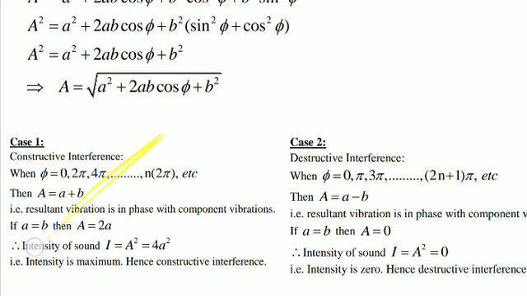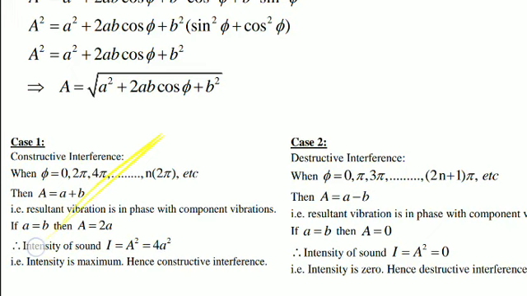Now you can think of when phi is equal to twice pi, then also capital A will be equal to a plus b. Phi is equal to 4 pi, then also capital A will be equal to a plus b. So if phi is equal to n into twice pi, where n is equal to 0, 1, 2, 3, 4, etc., n being an integer, then capital A will always be equal to a plus b. That is, the resultant vibration is in phase with the component vibration.